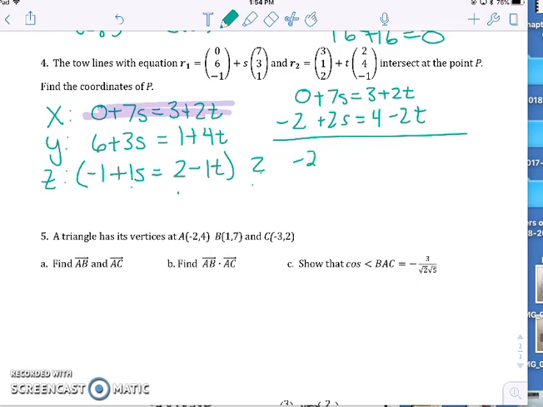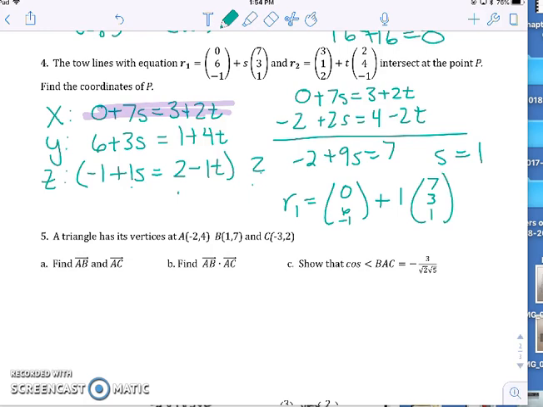So negative 2 plus 9s equals 7. So now if we solve this, s equals 1. So then we can plug in that for s. So we have our first line equals (0, 6, -1) plus 1 times (7, 3, 1). So the times 1 doesn't change that, so we end up with (7, 9, 0). So it intersects at the coordinate (7, 9, 0).